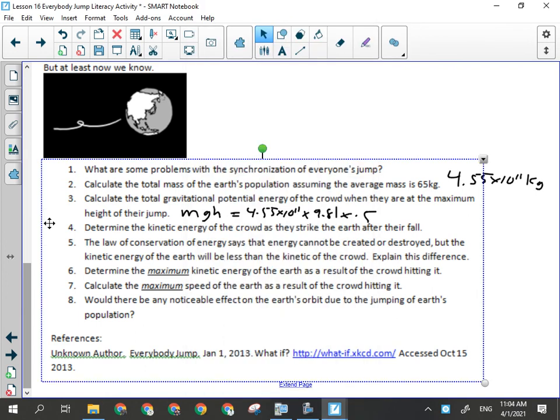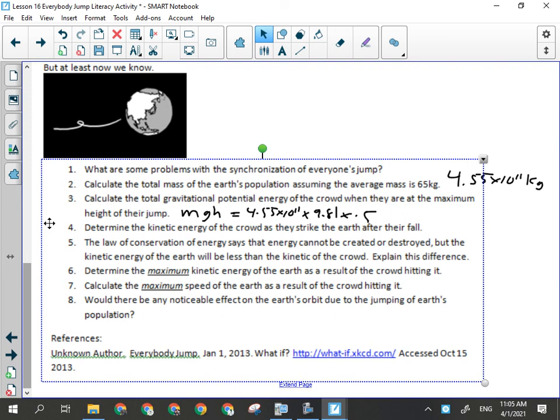Okay, determine the kinetic energy of the crowd as they strike the earth after their fall. If I jumped up and got this much potential energy, when I come down I should have that same amount. I just turn it into kinetic from potential. Anytime something falls, the potential energy gets turned into kinetic energy. So that's how much energy is going to be delivered to the earth when everybody hits it.